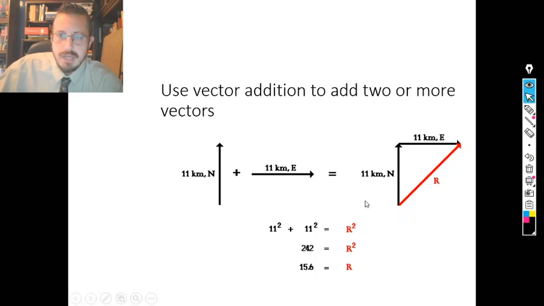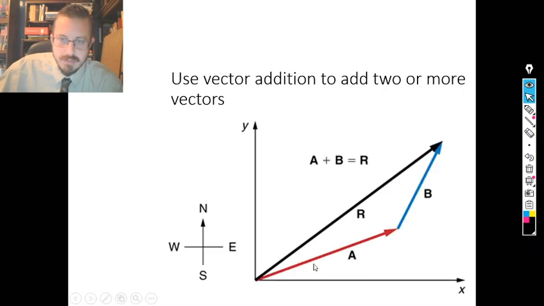So at 90-degree angles, we can use Pythagoras' theorem, but sometimes we have to add vectors that are kind of like this, like, they're not perfectly aligned with the x and y axes. So what if we had a vector like A here, a vector like B here? How could we calculate the resultant?